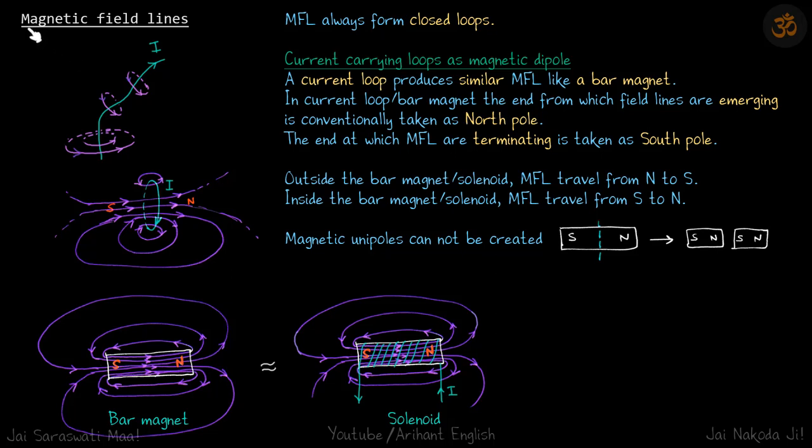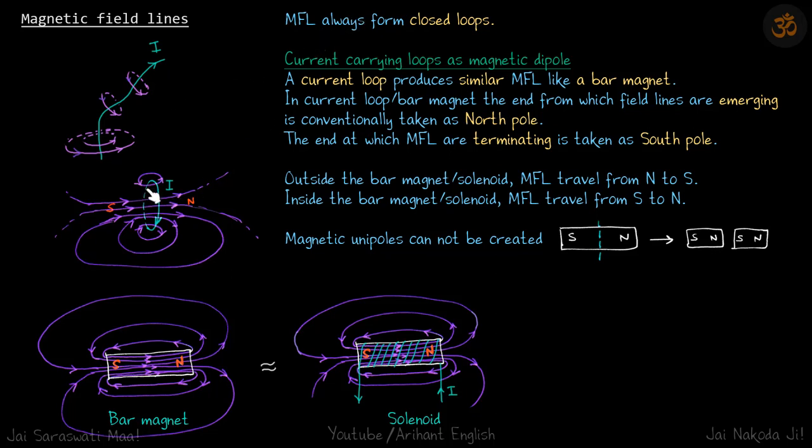Now let us discuss magnetic field lines. First, let's see how we draw them. If this is a current carrying wire, you can see that the magnetic field lines will be in the shape of circles, and the plane of these circles is perpendicular to the wire at all points. So it will form loops around the wire. This is a smaller loop, this is a bigger loop.